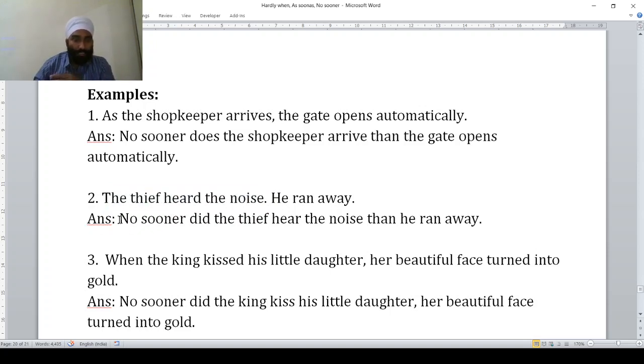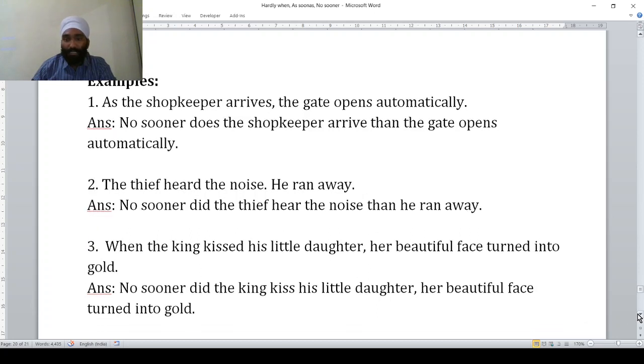So the answer to this sentence is: no sooner did the thief hear the noise. Here in this sentence we have used did because the verb heard is in V2 form, that is simple past tense, and did represents simple past tense. After this clause we have used the conjunction than, and thereafter we used the remaining clause as it is, he ran away. Here we have used a small letter for he, because it is part of the sentence, it is not the beginning of the sentence now.